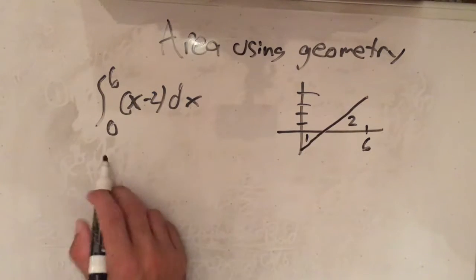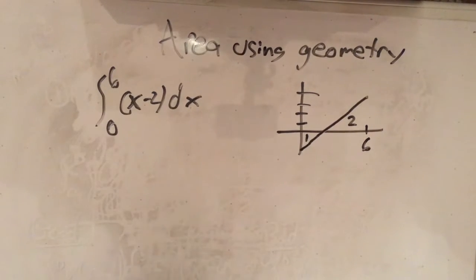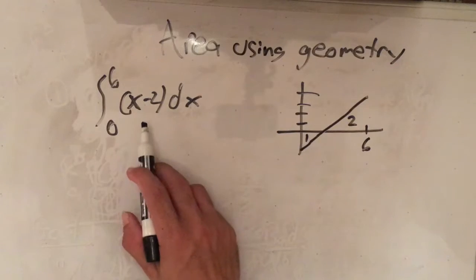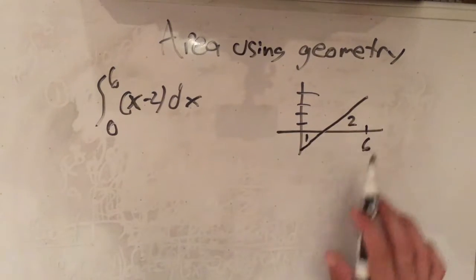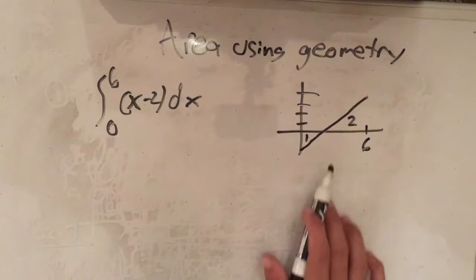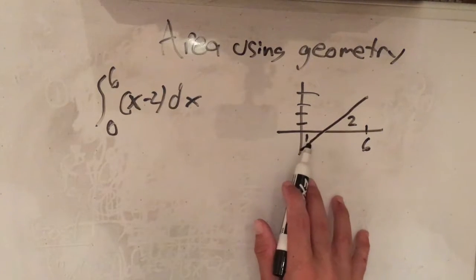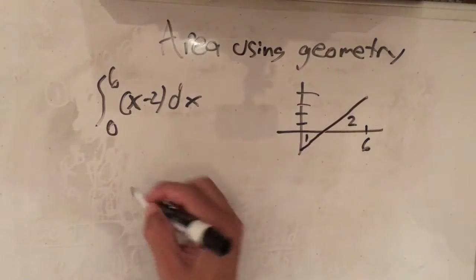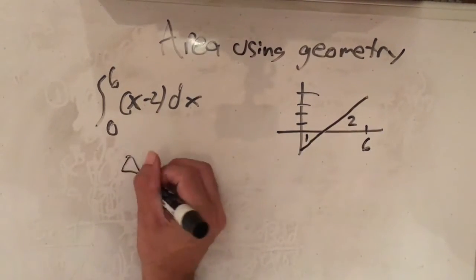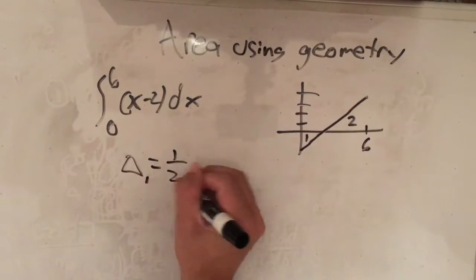So the integral from 0 to 6 of x minus 2 dx. So we're able to recognize that x minus 2 is a straight line, and this is the graph of that. So what we're going to do, we notice that it turns into two triangles. So we're going to find the area of each of these triangles. So the area of triangle number 1 right there is 1/2.